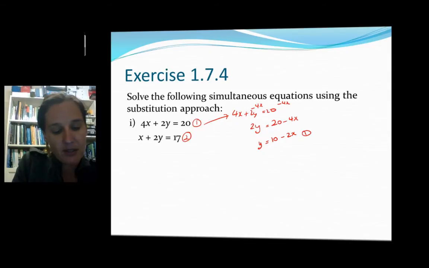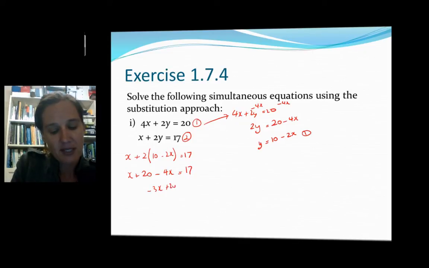If we go into our equation 2, we've got x plus 2y, so 2 times y, which is 10 minus 2x, is equal to 17. x plus 20 minus 4x equals 17. So here we've got minus 3x plus 20 equals 17. If we add 3x to both sides, 20 equals 17 plus 3x, and we subtract 17 from both sides. 3 is equal to 3x and x is equal to 1.